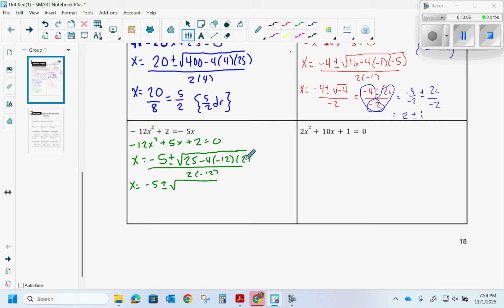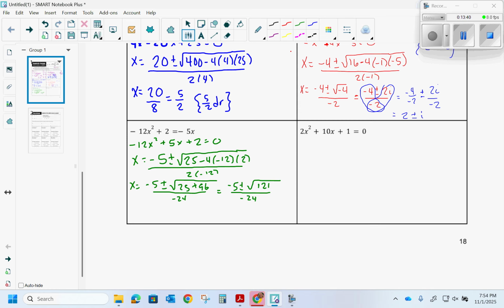Okay, so let's see, how do I want to do that? I think I like to do -4 times the -12 is 48. +48 times 2 is 96. So this is 25 plus 96, over -24. So that's 121, which is lovely because that's a perfect square.